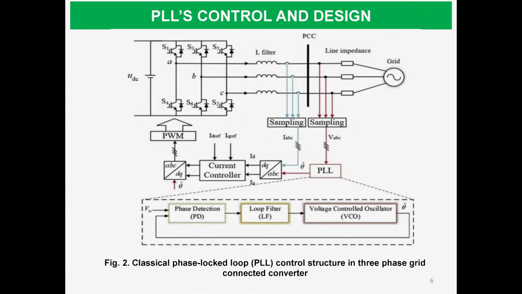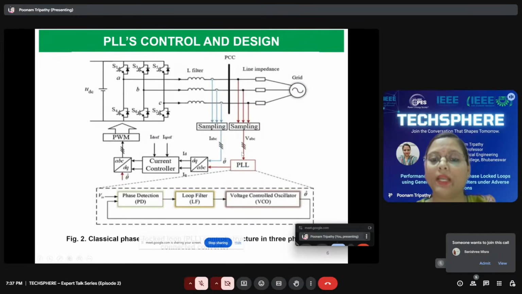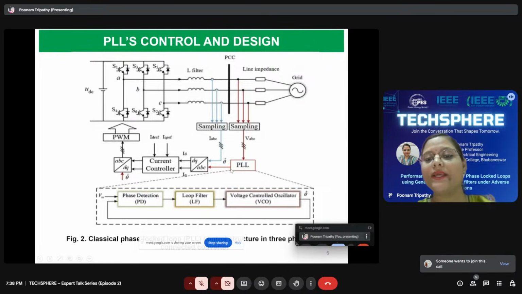So the inverter control is basically carried out with the help of the PLL. So what does a PLL do? A PLL is basically used to achieve a robust synchronization by accurately extracting the features of the grid in terms of phase angle, voltage magnitude, as well as frequency.